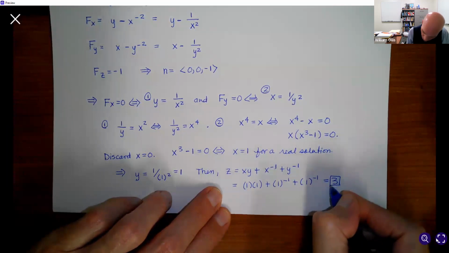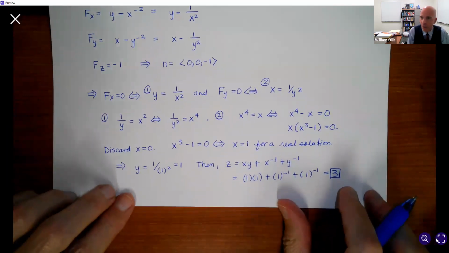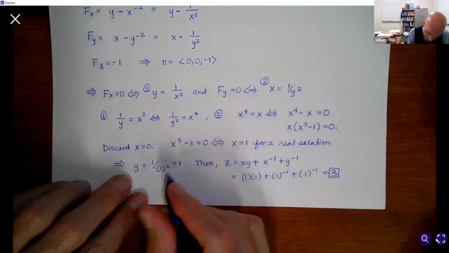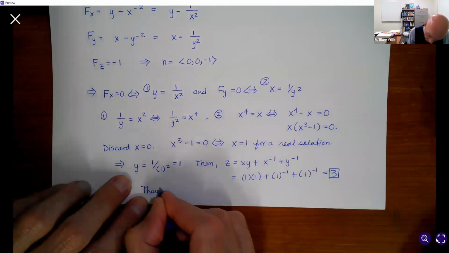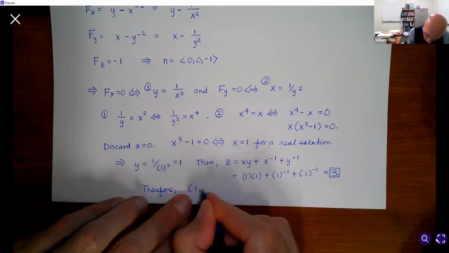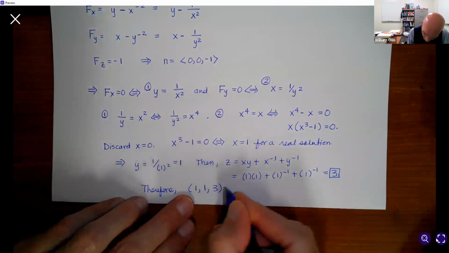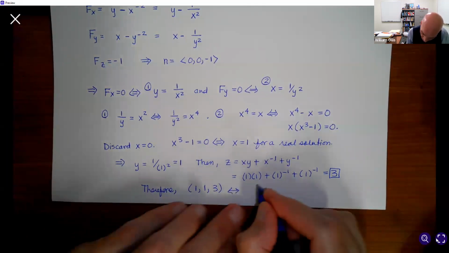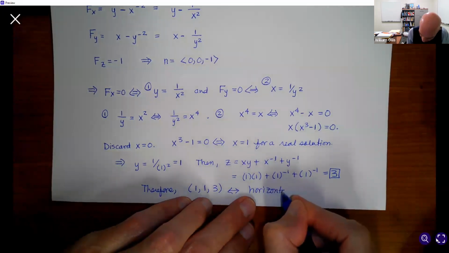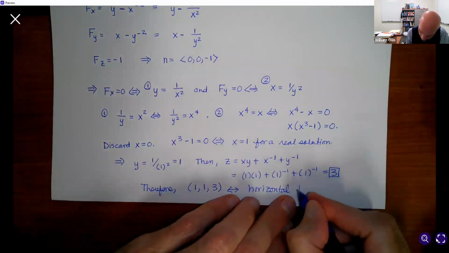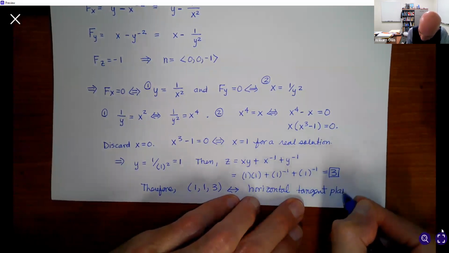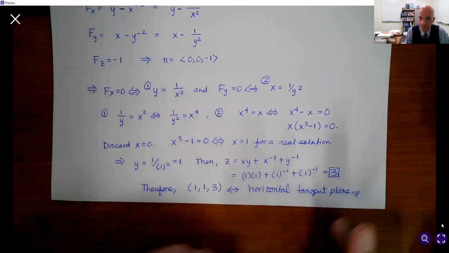So this is an interesting problem that's rigged to give us the single point of the horizontal tangent. So therefore, we are left with the point 1, 1, 3. And this corresponds to a horizontal tangent plane. So an interesting problem, but very straightforward. And we are done.